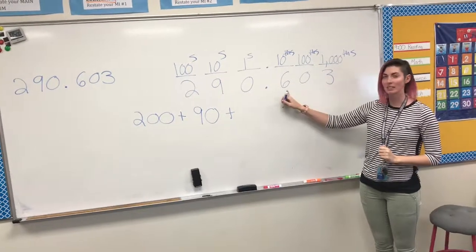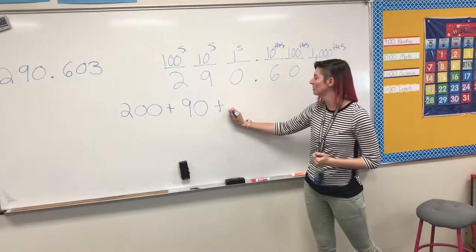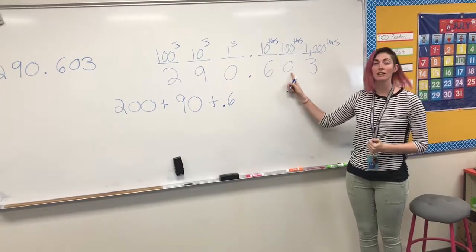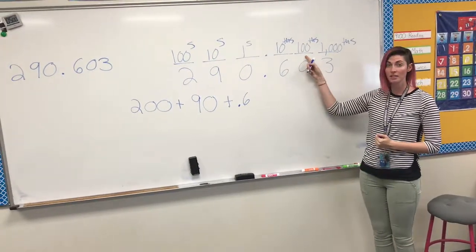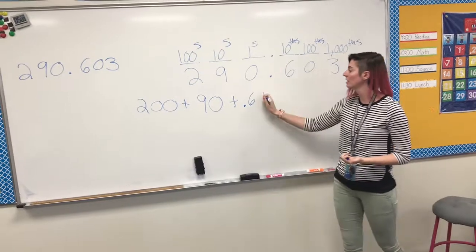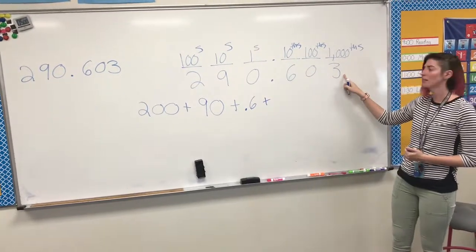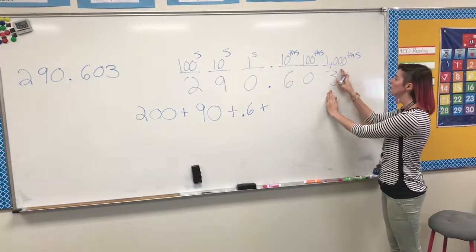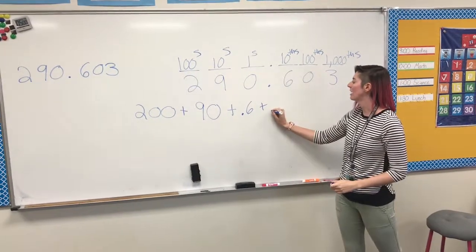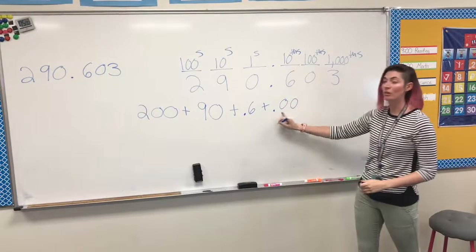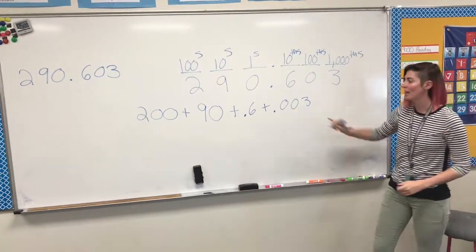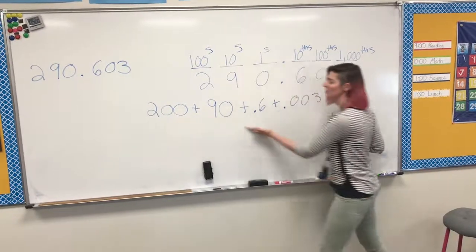Now here we're behind the decimal, so we can't forget to include our decimal. 6 tenths. And then here again, we have nothing in the hundredths, so we're going to skip that value entirely and move into the thousandths. 3 is 3 decimal places behind the decimal, so we want to make sure it stays 3 places behind. So we put in our placeholder zeros to make sure 3 stays in the thousandths. And that's how we break apart the number into expanded form.